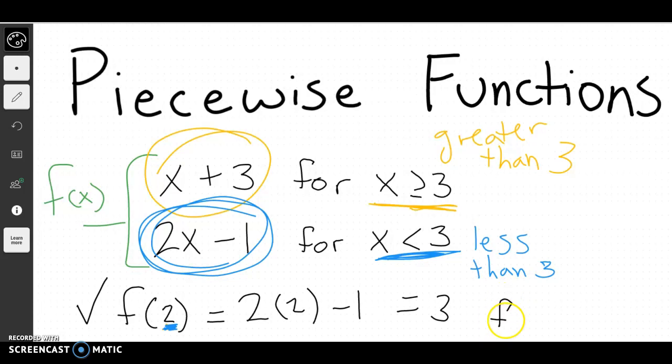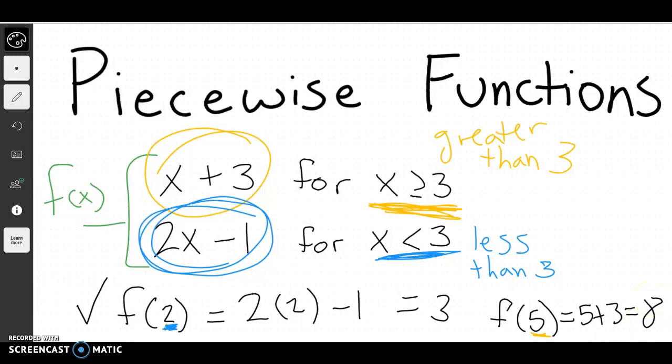Let's say now that my input is 5. If my input is 5, what I want to do is use this rule because 5 is bigger than 3, so I want to use the rule in yellow. So that means 5 plus 3, because the rule says take your input, add 3 to it, and 5 plus 3 would be 8.